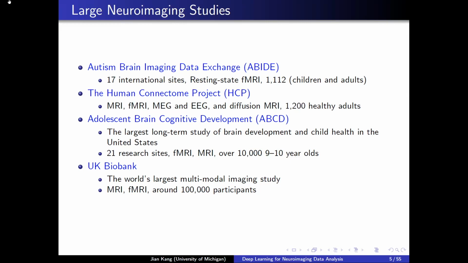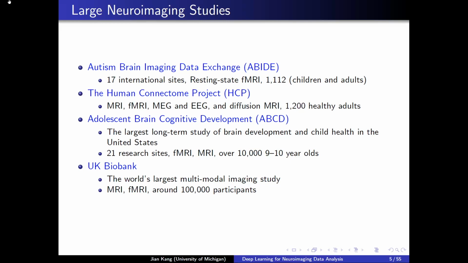More recently there are longitudinal studies like the ABCD study, the Adolescent Brain Cognitive Development study, which tries to measure brain development and child health in the US. This is also a consortium effort across 21 research sites, collecting multimodal imaging over time. It started in 2016, and they plan to collect data over 10 years. The world's largest multimodal imaging study may be the UK Biobank, which you may have heard of for its large-scale genetic study. They collected a million samples for genetics data, and for imaging they claim the largest imaging study, planning to collect over 100,000 data.